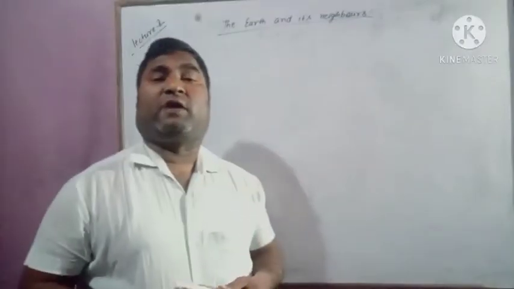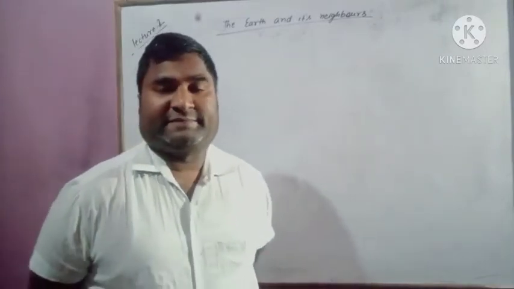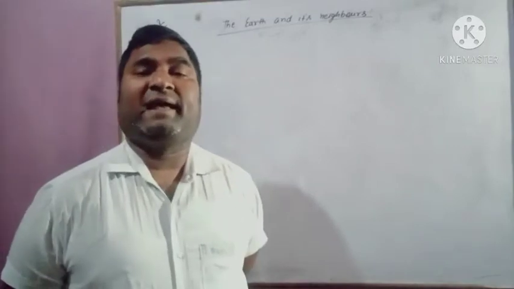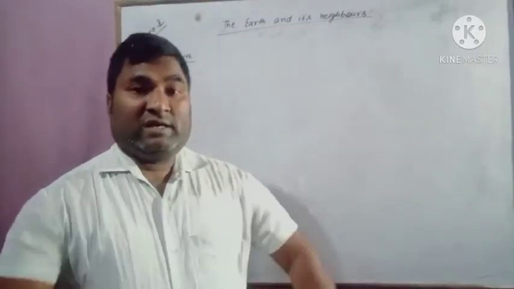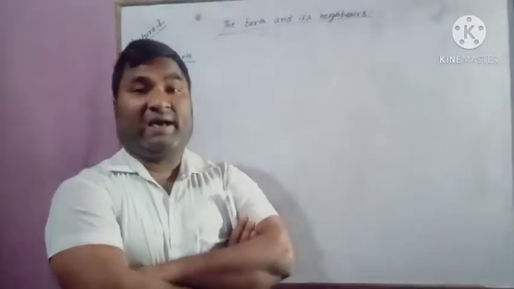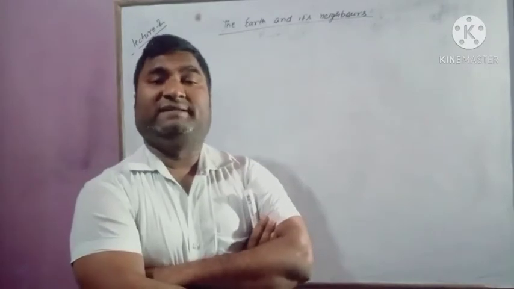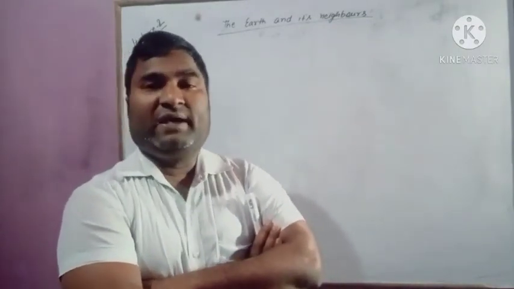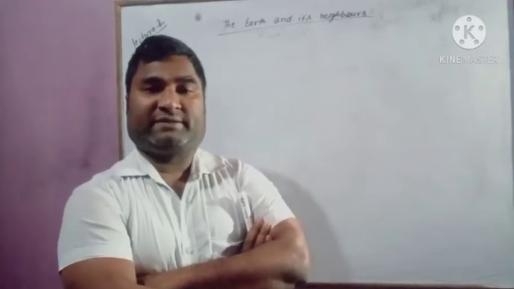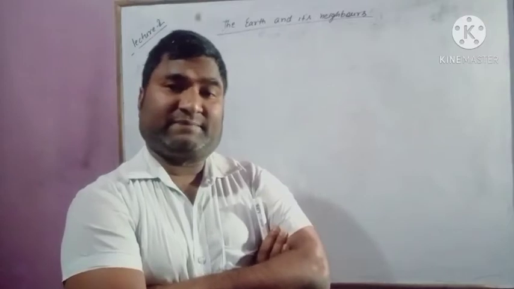Earth is our home world. It is a planet. Earth is a planet that revolves around the sun. On the earth surface, what all is there? Mountains, plain, river, valleys, everything is there. It is a beautiful planet. But it was not always like this.